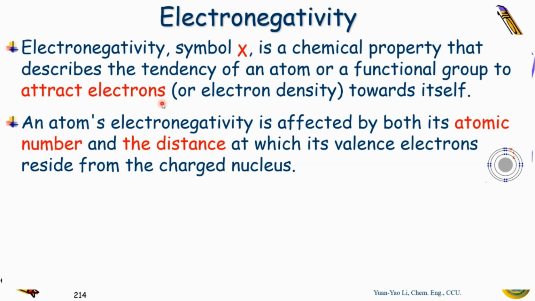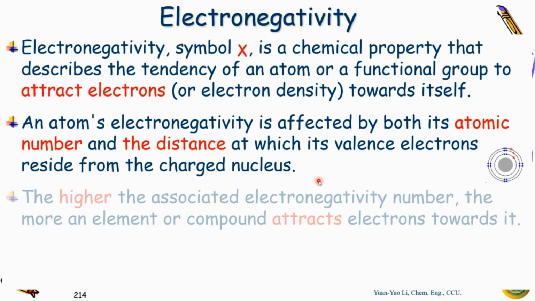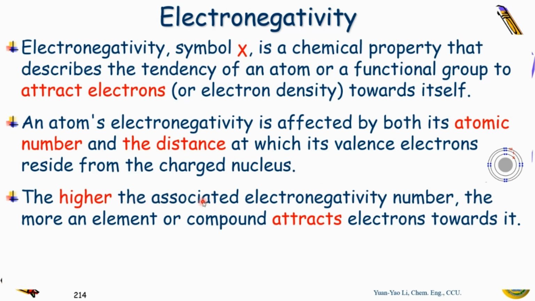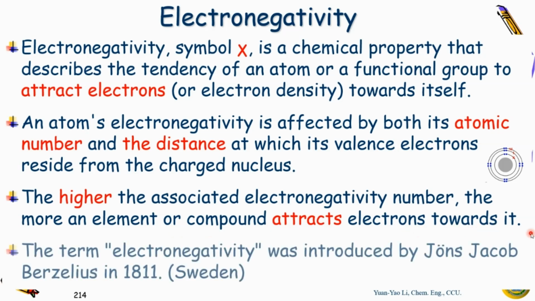Okay. So an atom's electronegativity is affected by both its atomic number and the distance at which its valence electrons reside from the charged nucleus. So the higher the associated electronegativity number, the more an element or compound attracts electrons toward it.